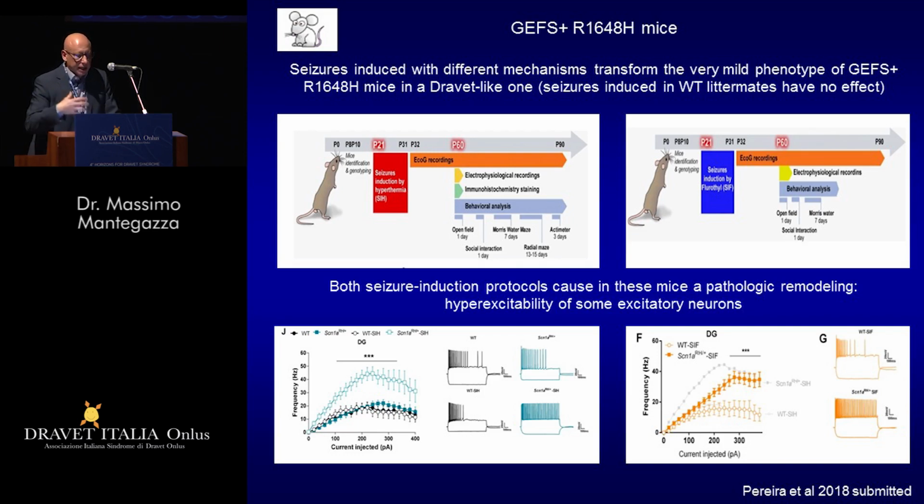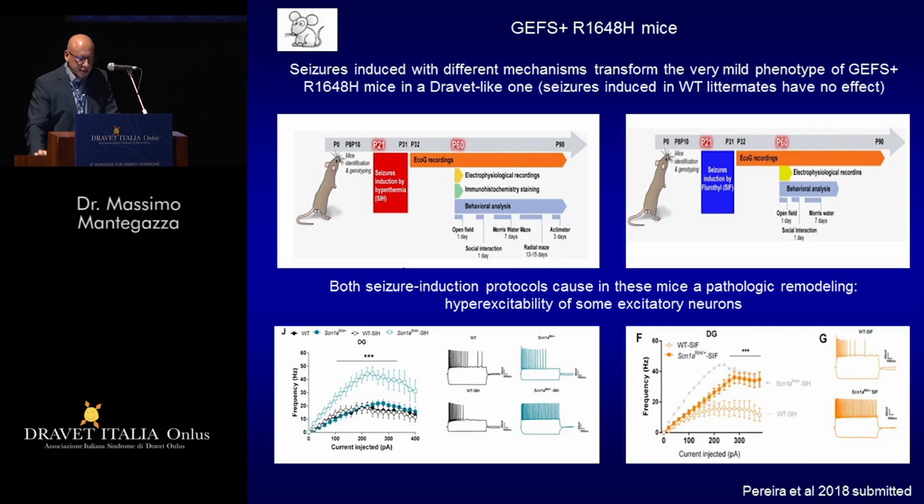And so seizures can worsen the phenotype of these mice. And so you can transform with seizures a very mild GEFS+ phenotype into a severe Dravet syndrome-like phenotype. But just if the mice have the mutation. If you induce seizures in wild-type mice, they don't get the severe phenotype. Okay? So you get the severe phenotype just if you have the mutation.